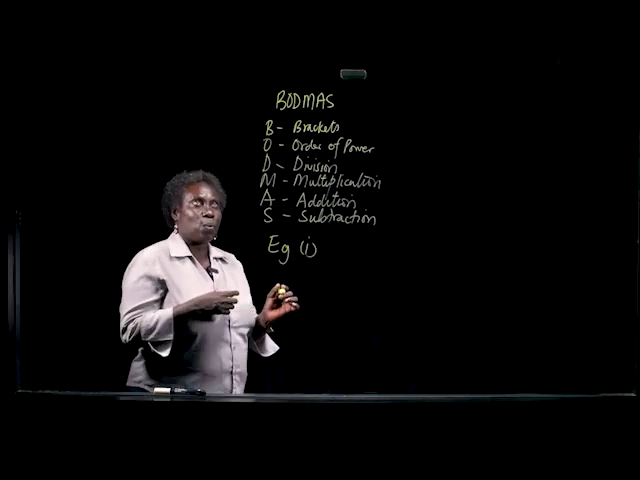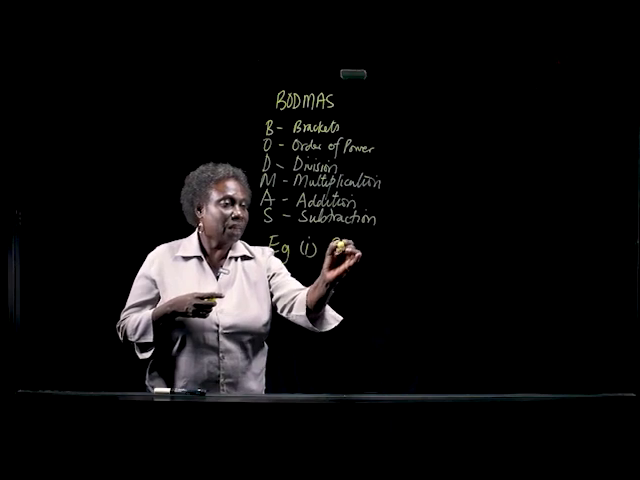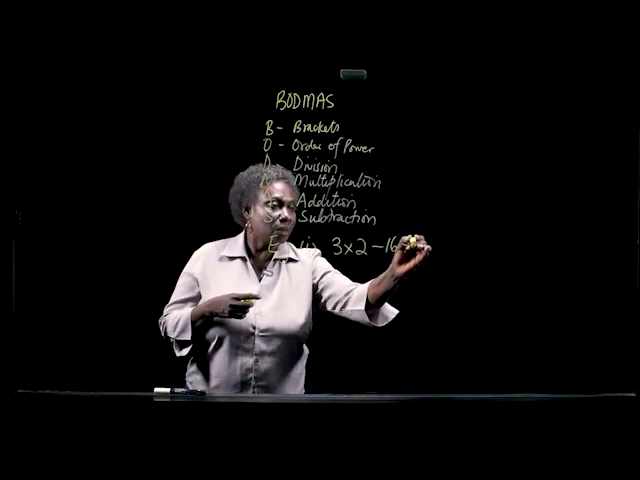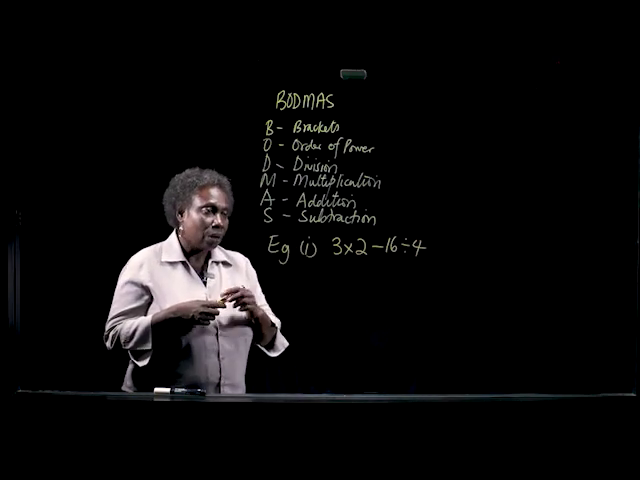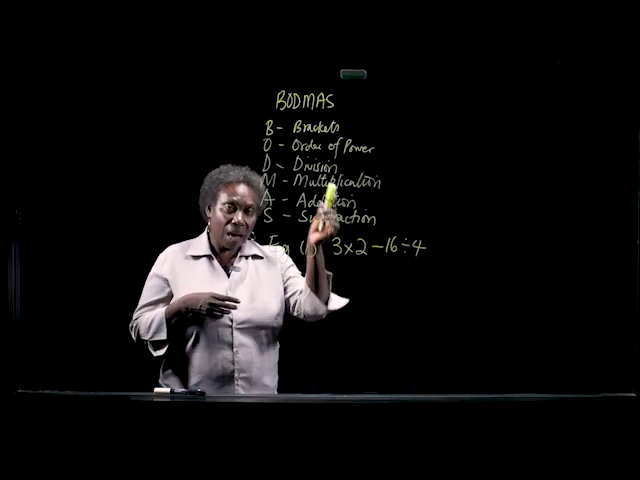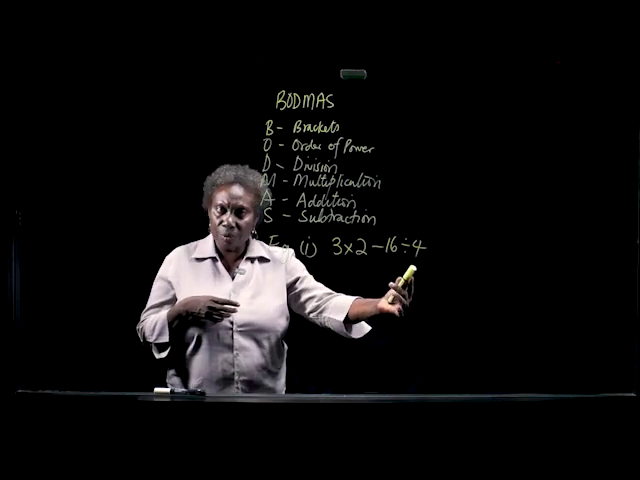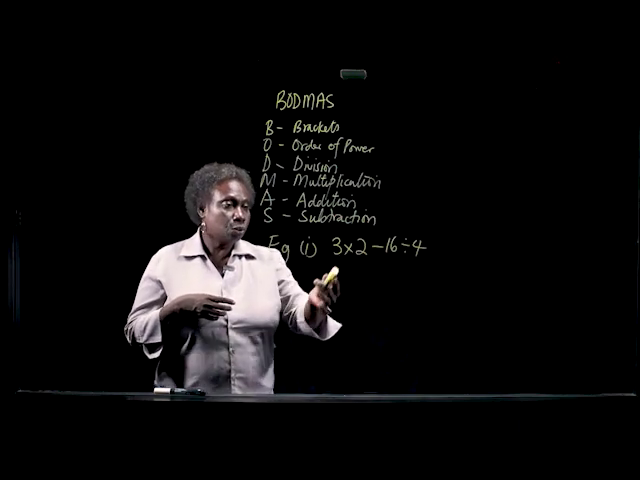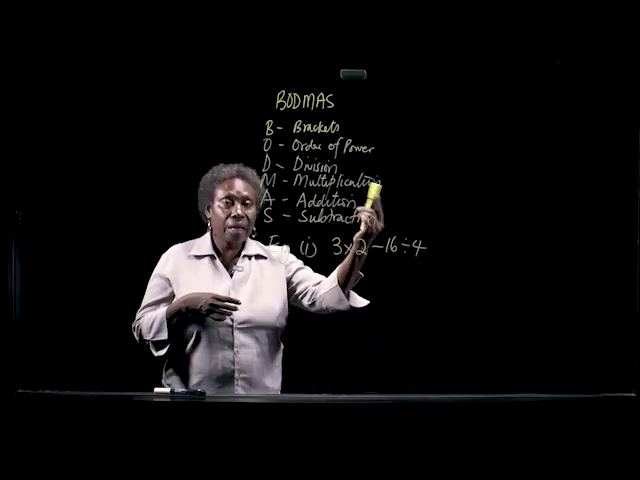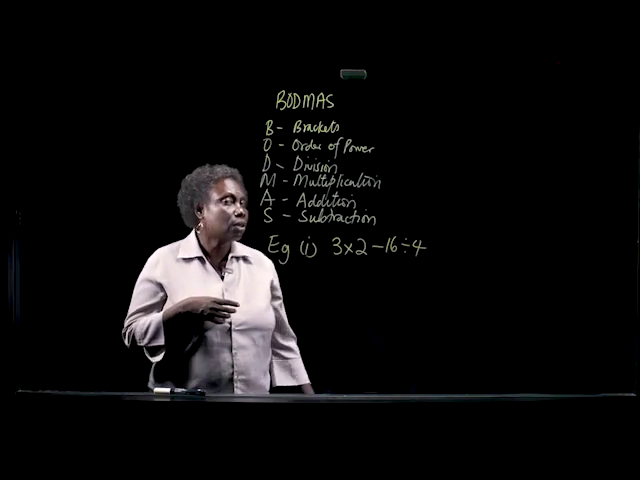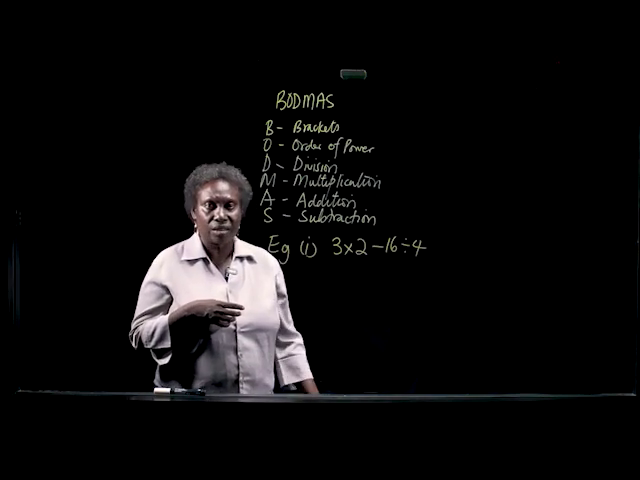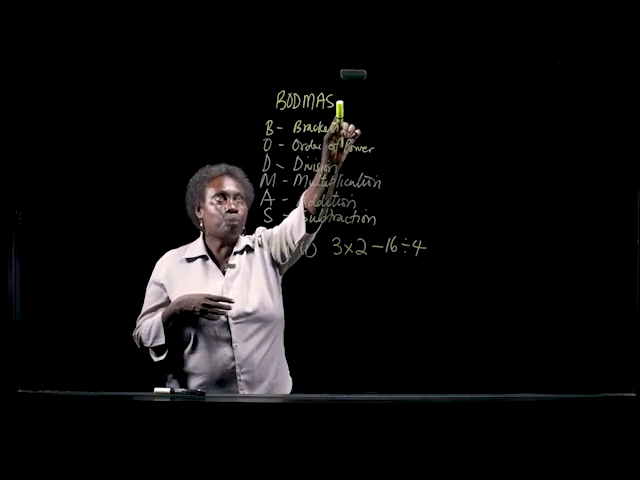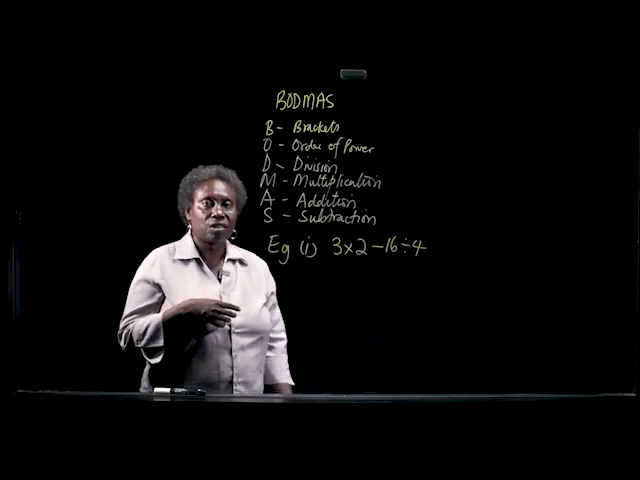Okay, for example 1, we have 3 times 2 minus 16 divided by 4. Now, we have times, subtraction, and division. But if I am going to use any order to multiply, divide, and subtract these numbers, I am going to come up with so many different answers which will not make sense. Therefore, it is very, very important to come to this rule, which is the BODMAS rule.